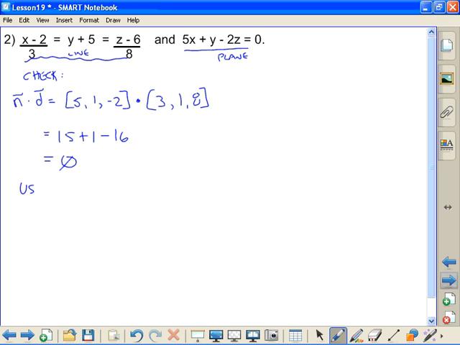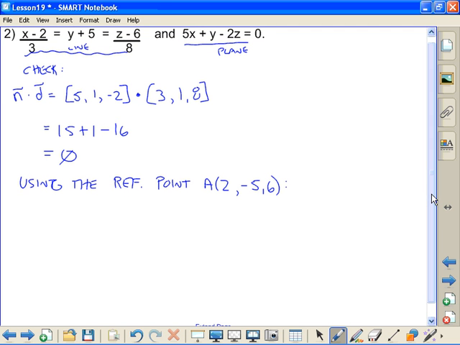So using the reference point, and I'll just call it point A. So this is coming from the symmetric equation. It would be 2, negative 5, 6. We do a left side, right side check for the equation of the plane. So the left side is equal to 5x plus y minus 2z. Right side is equal to 0.